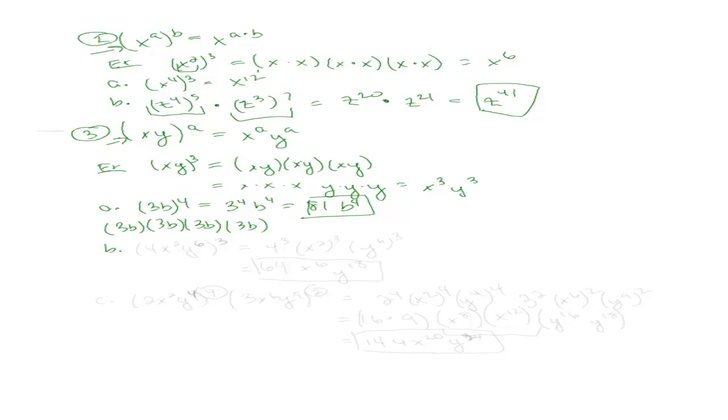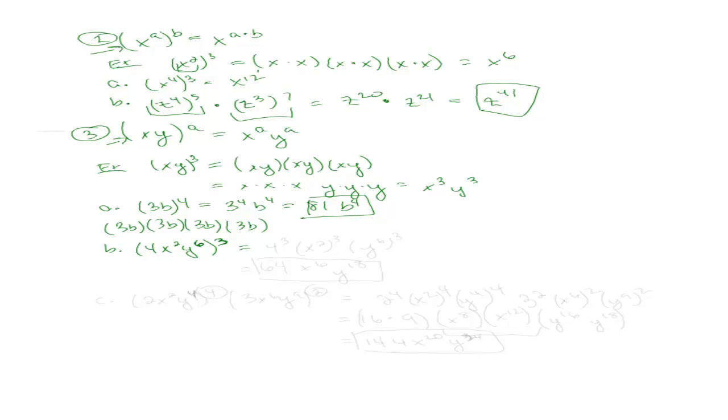Alright, let's try one more. Let's try 4x squared y to the 6 to the third power. How do I do this? What power is it? 6. And this is 3 on the outside. So what does the rule say to do? 3 times.